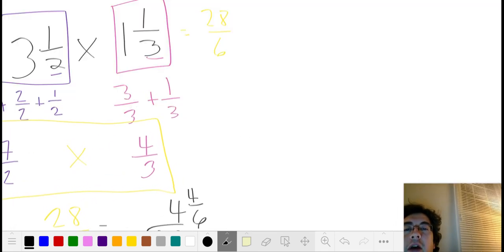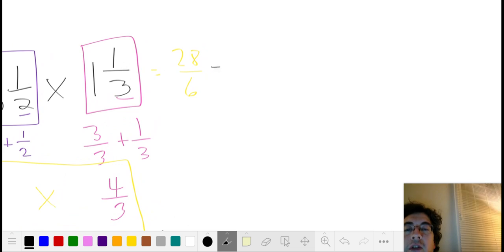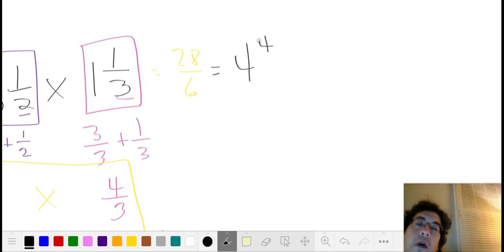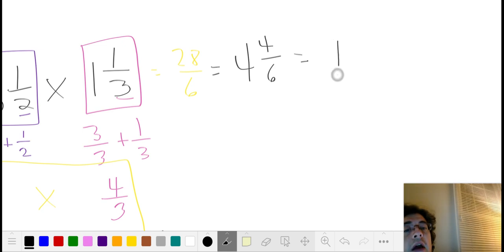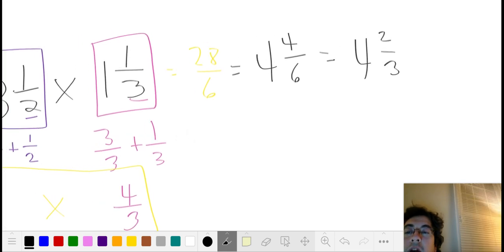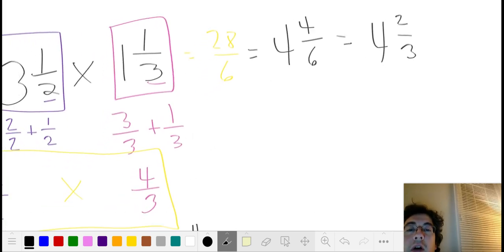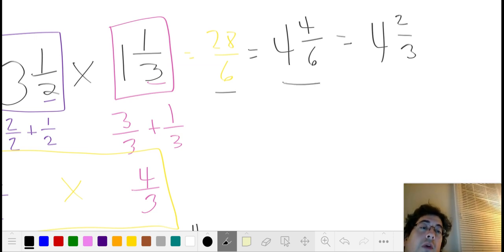And so another way of expressing 28 sixths is 4 and 4/6. And some of you may know that I can simplify 4 and 4/6 even further as 4 and 2/3. So 3 1/2 times 1 1/3, its product can be expressed as either 28/6, 4 4/6, or 4 2/3.